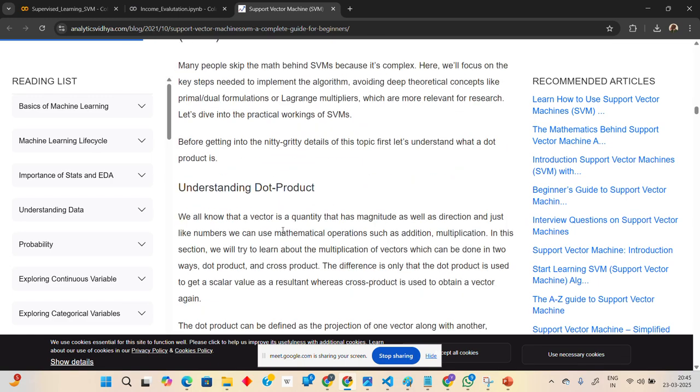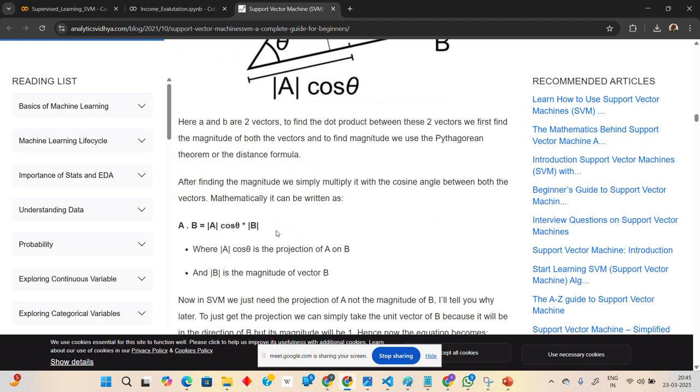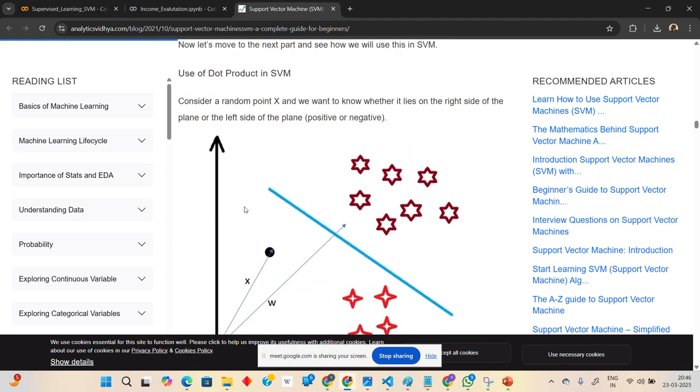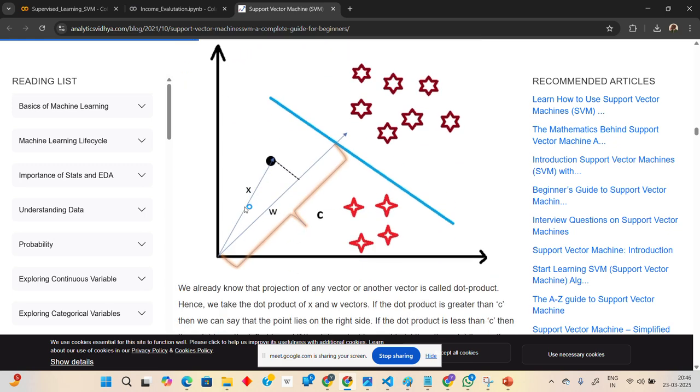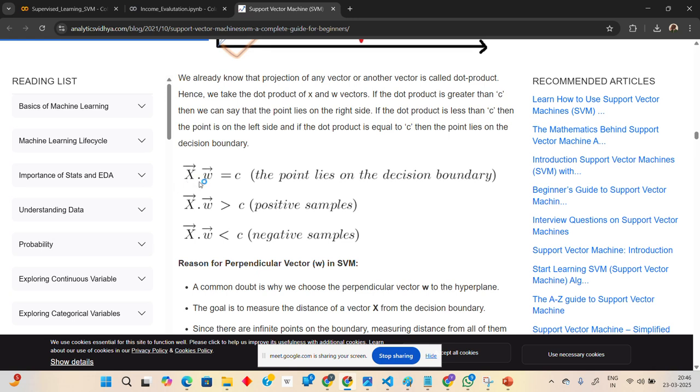And when it comes to the mathematical intuition, I just told you the dot product is the one. W transpose X we just defined, right? The dot product is very important. A dot B is equal to mod A cos theta into mod B. Mod means magnitude of the vector. So here you can easily go through how it is defined. X transpose X bar, in the direction of W bar, is equal to C. This is when the point lies on the decision boundary.